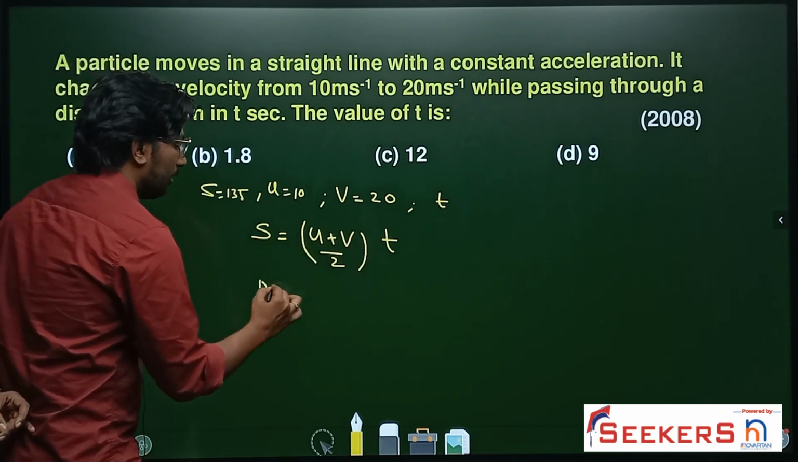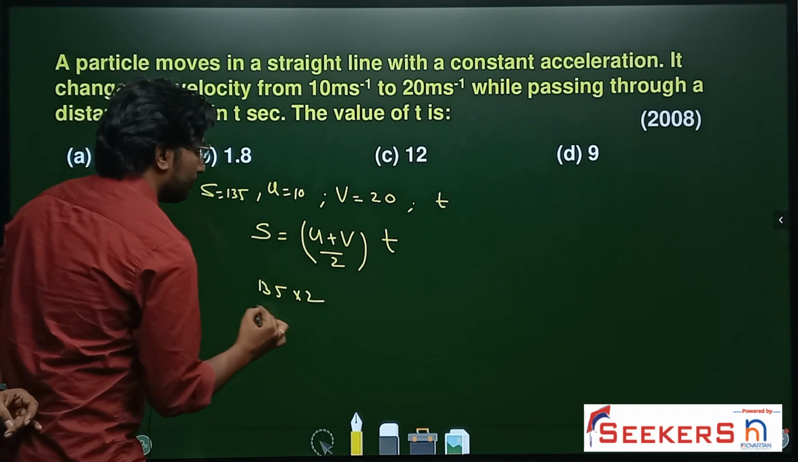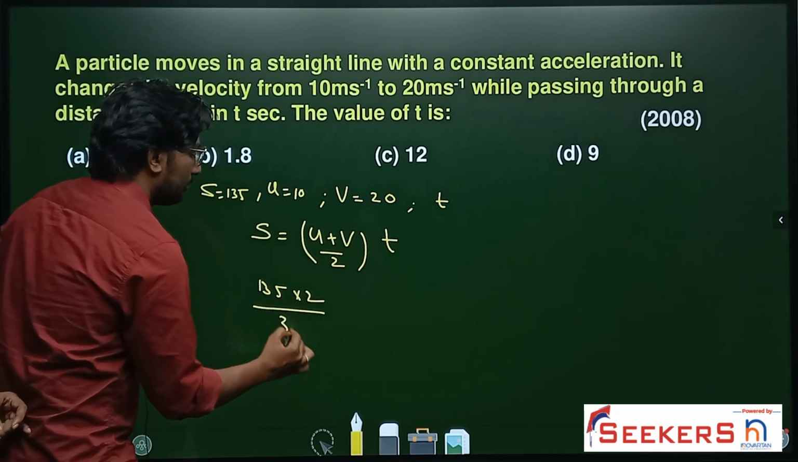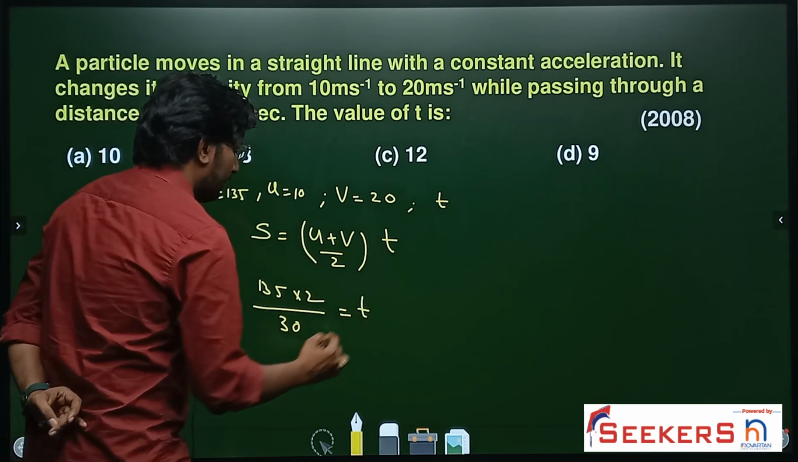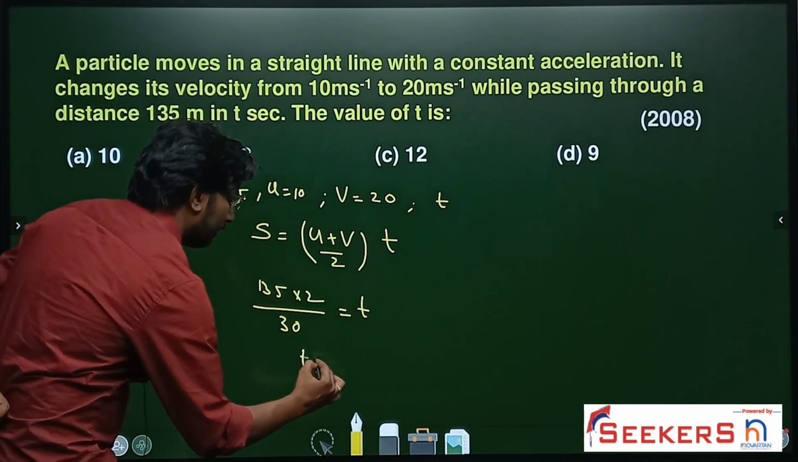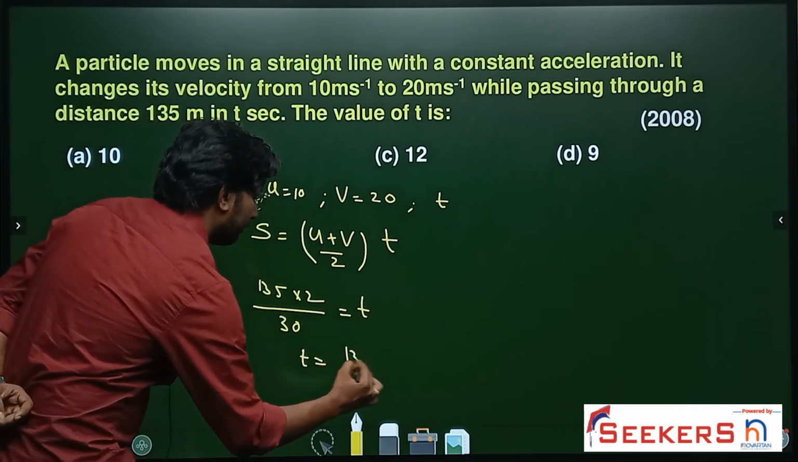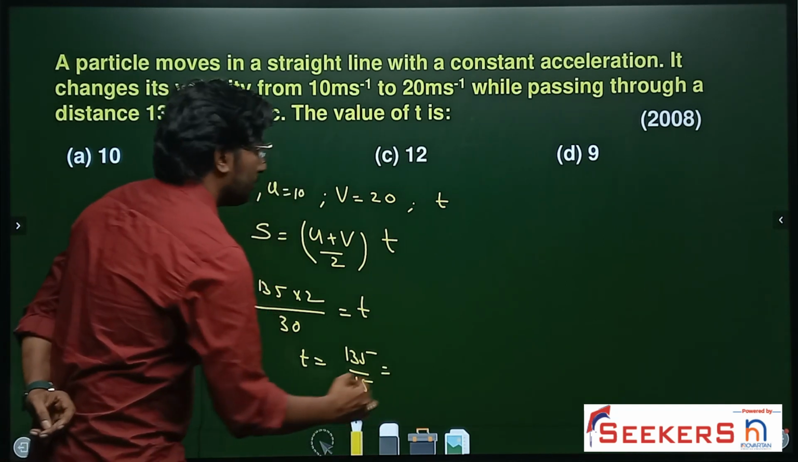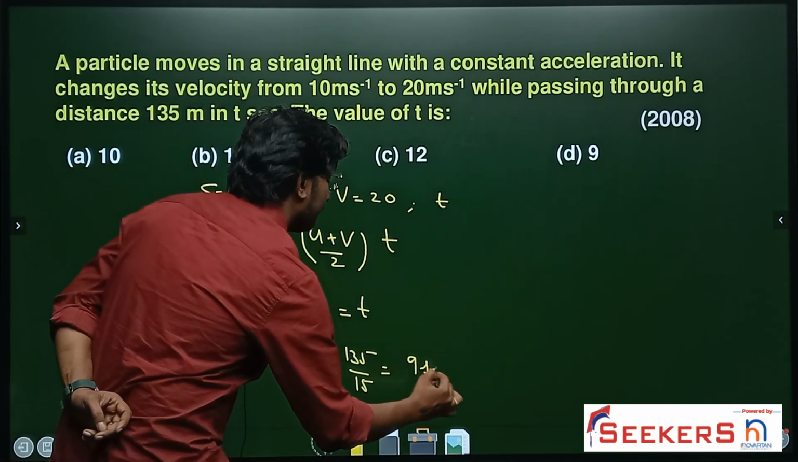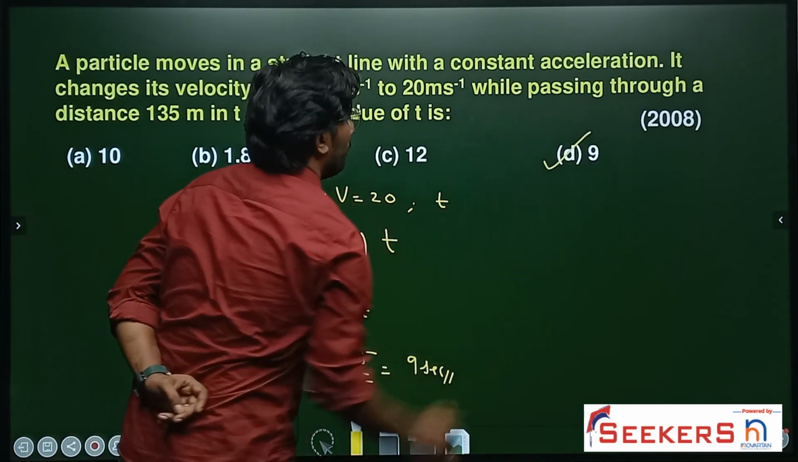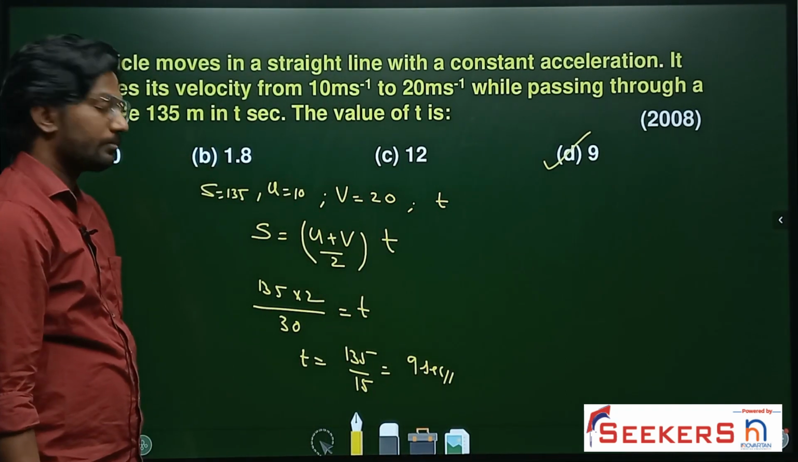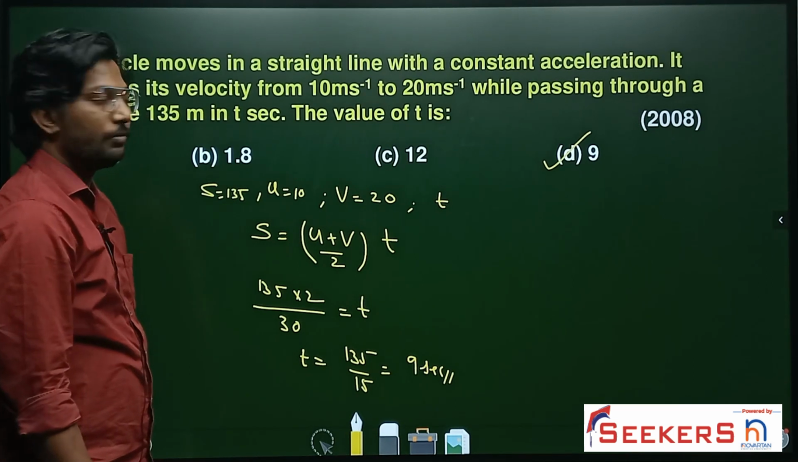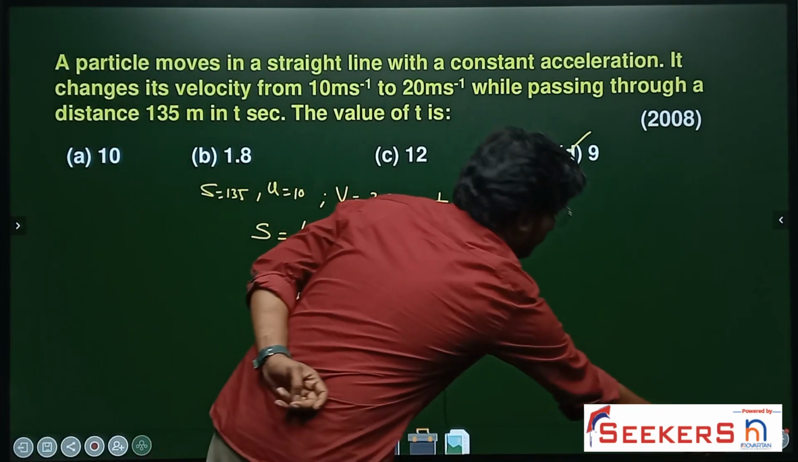So this will be 135 into 2 divided by 30, that should be equal to t, which should give us the value of 135 by 15, and that should give the value of 9 seconds as the answer, option D. Right. So let's go for the next question to see if there are any more in this context.